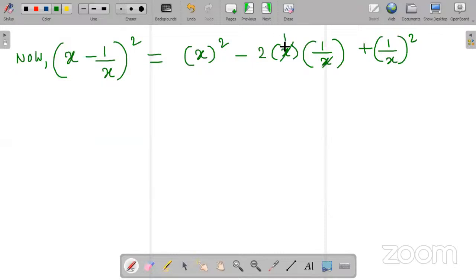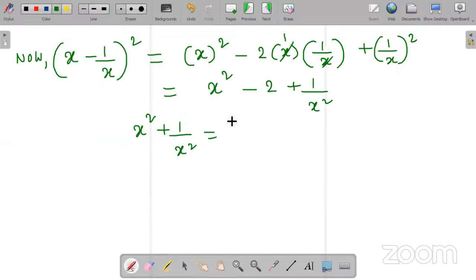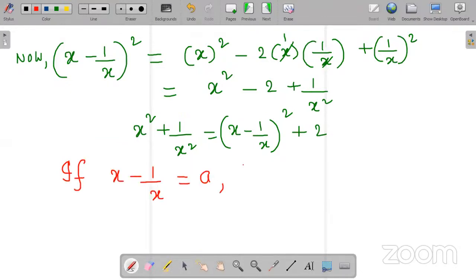x times 1 by x is 1. This is x square minus 2 plus 1 upon x square. Now the formula takes place. You can write x square plus 1 by x square is equal to, take minus 2 to that side, x minus 1 by x whole square plus 2. Suppose x minus 1 by x is equal to something a, then x square plus 1 by x square is equal to a square plus 2.